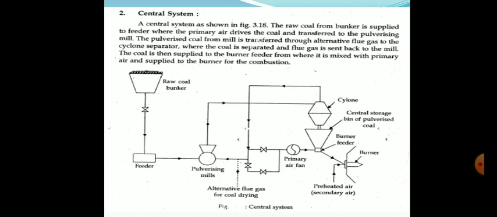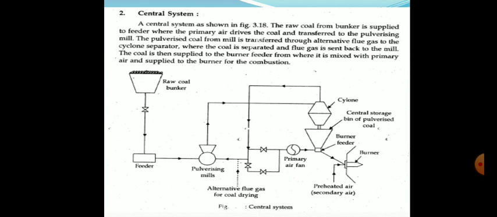Central system, the second one is the central system. A central system, as shown in the figure: the raw coal from the bunker is supplied to the feeder, where the primary air drives the coal and transfers it to the pulverizing mill. The pulverized coal from the mill is transferred through alternative flue gases to the cyclone separator, where the coal is separated and the flue gas is sent back to the mill.